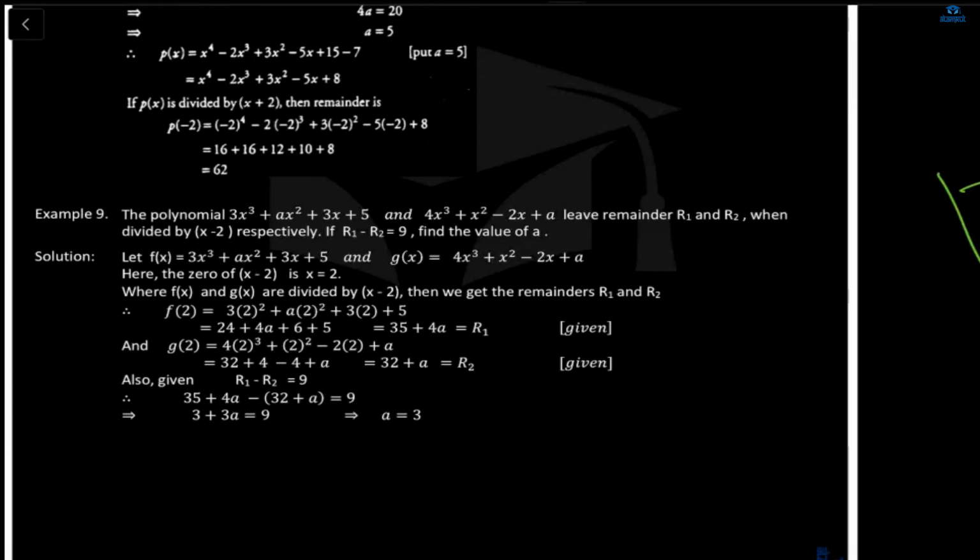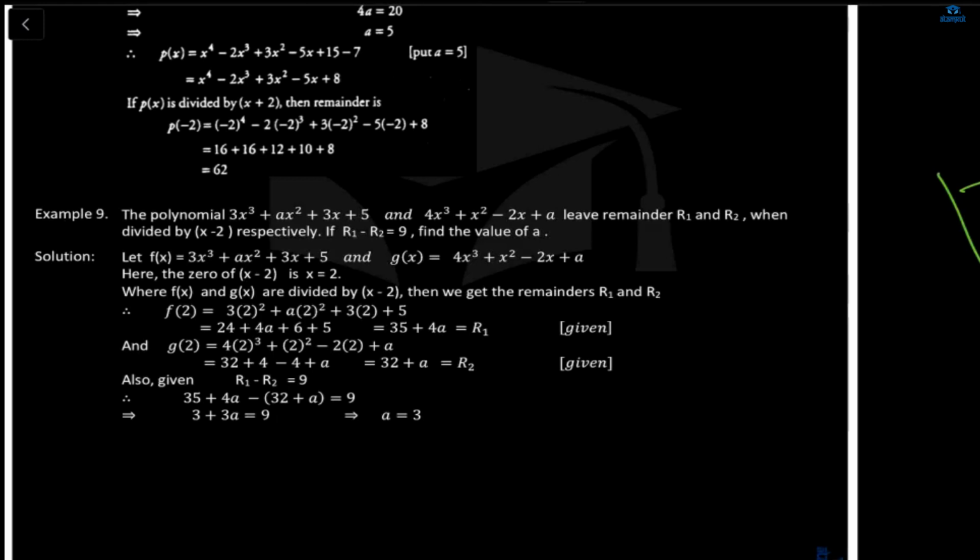The polynomials, you can say the first one Px and Fx, leave remainders r1 and r2. That means the first polynomial 3x cube plus ax square plus 3x plus 5 leaves the remainder r1, and the second one leaves the remainder r2 when divided by x minus 2 respectively. If r1 minus r2 is 9, find the value of a.